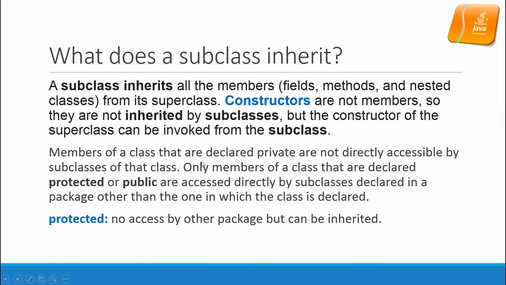Members of a class that are declared private are not directly accessible by subclasses of that class. Only members of a class that are declared protected or public are accessed directly by subclasses declared in a package other than the one in which the class is declared. So if it is default, only classes of the same package can access the default variables. Protected means no access by other packages, but it can be inherited by other packages. That's the definition of protected.